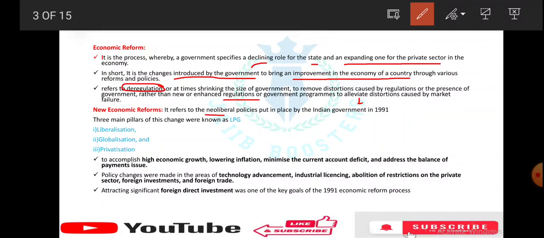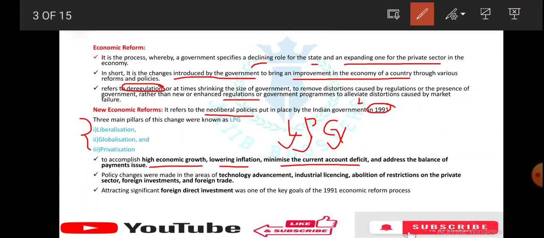New economic reforms refers to the neoliberal policies put in place by the Indian government in 1991. What are the main three pillars in new economic reform? We have earlier discussed in Unit 1 about LPG, which is liberalization, privatization, globalization. What is the main aim of new economic reforms? To accomplish high economic growth, lower inflation, minimize the current account deficit, and address balance of payment issues. Policy changes were also made in technology advancement, industrialization, abolition of restrictions on the private sector, foreign investments, and foreign trade. Attracting significant FDIs was one of the key goals of the 1991 economic reforms.